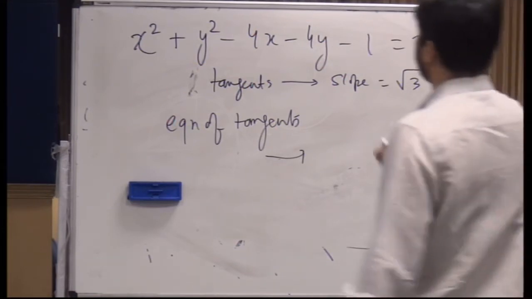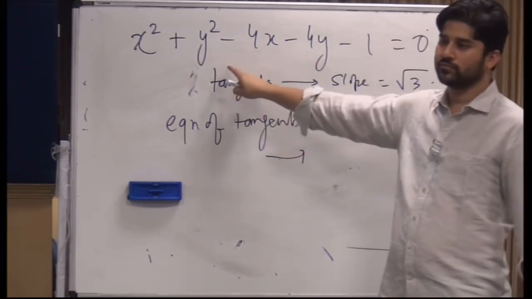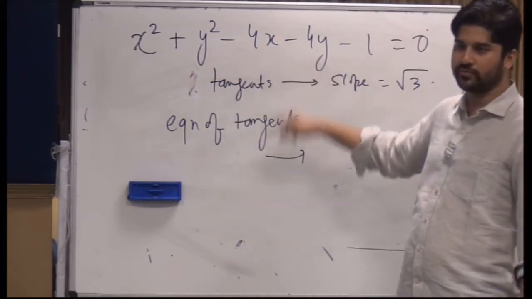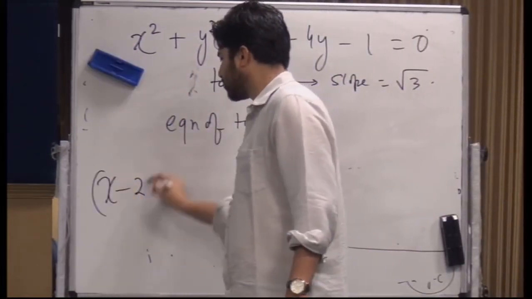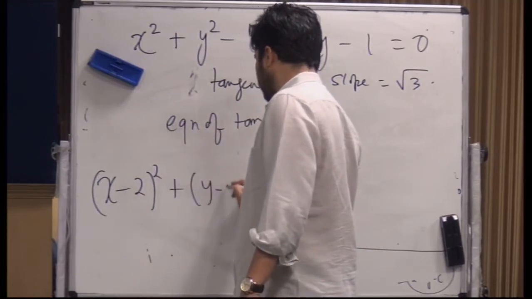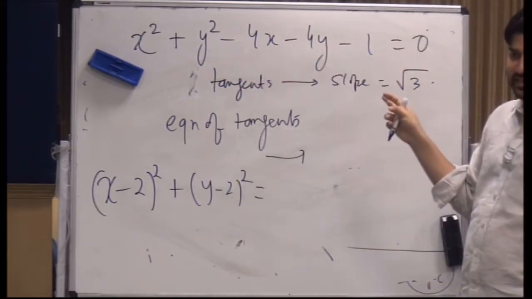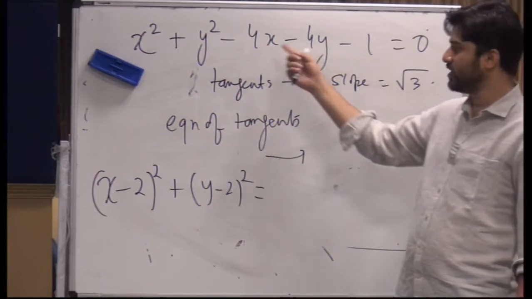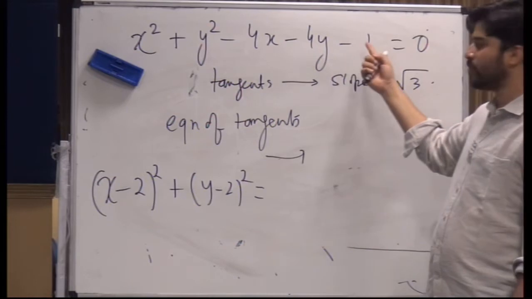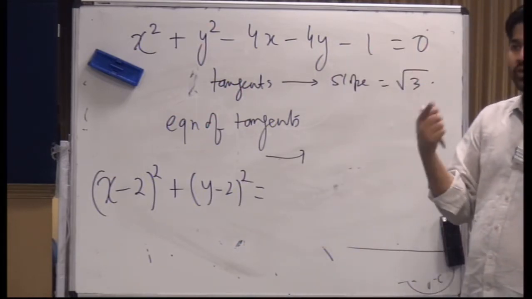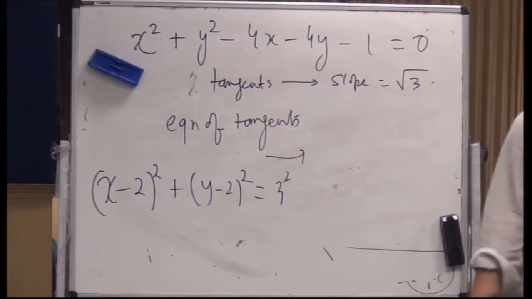इसको पहले अच्छे से लिख दो. इसका सेंटर क्या होगा? (2, 2) होगा सेंटर. और तो आई कैन राइट द होल इक्वेशन ऑफ सर्कल as: रेडियस क्या होगा? g स्क्वायर प्लस f स्क्वायर माइनस c is equal to radius square, right? What is g? 2. 2 square is 4 plus 4 is 8, minus minus 1 makes it 9. So what is the radius? 3, but it's going to be 3 square, right? Okay.